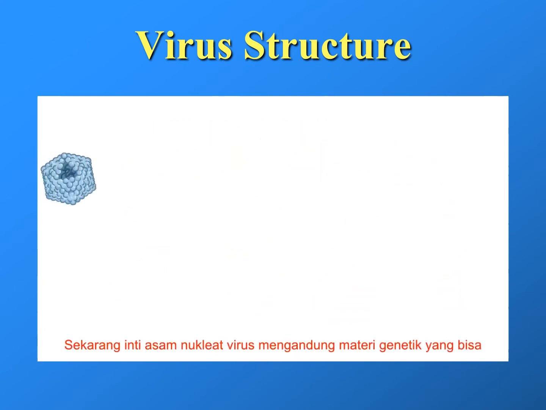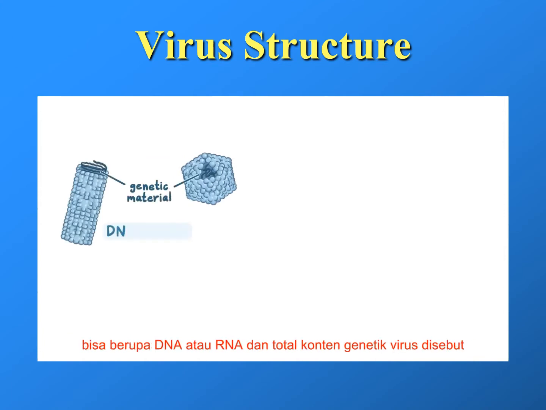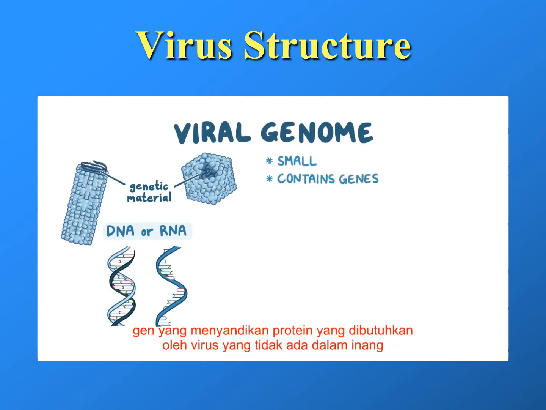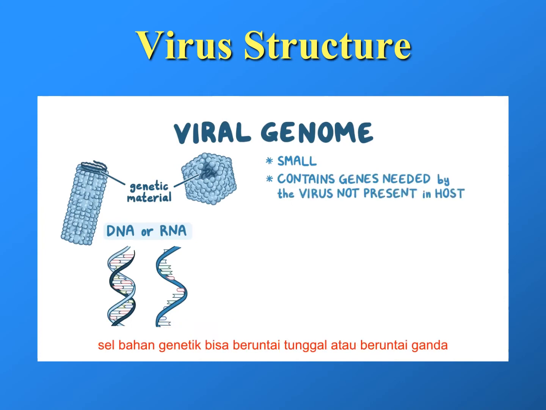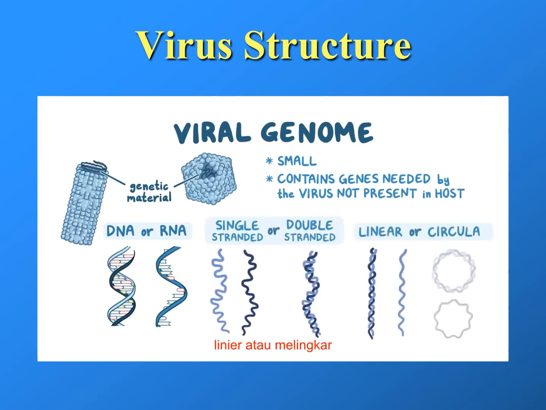Now, the nucleic acid core of the virus contains the genetic material, which can either be DNA or RNA, and the total genetic content of the virus is called the viral genome. The viral genomes are usually small and contain only a few genes that encode for proteins needed by the virus that's not present in the host cell. The genetic material can be single-stranded or double-stranded, linear or circular.